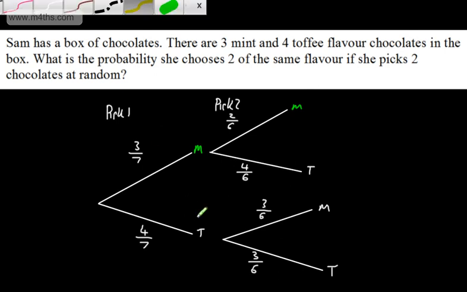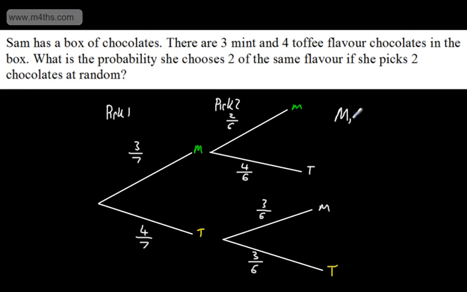When we use the word and, we need to use the multiplication law, and when we use the word or, we need to use the addition law. So the outcomes are going to be the following: mint and mint, or toffee and toffee. If we have mint and mint, all we need to do is follow the branches. So it's going to be 3 over 7 multiplied by 2 over 6. If we think about toffee and toffee, the first one is 4 over 7 multiplied by 3 over 6.